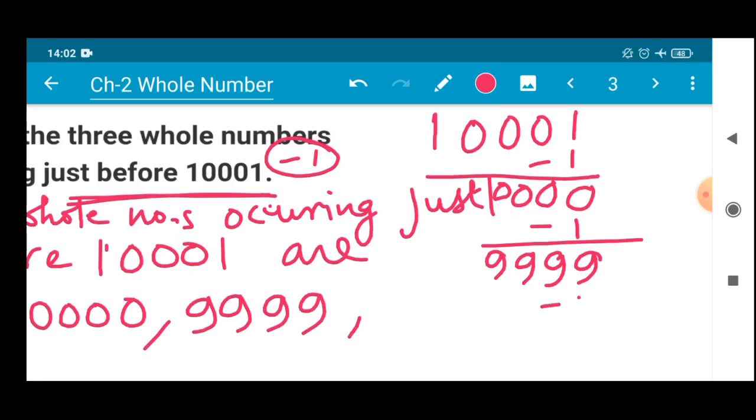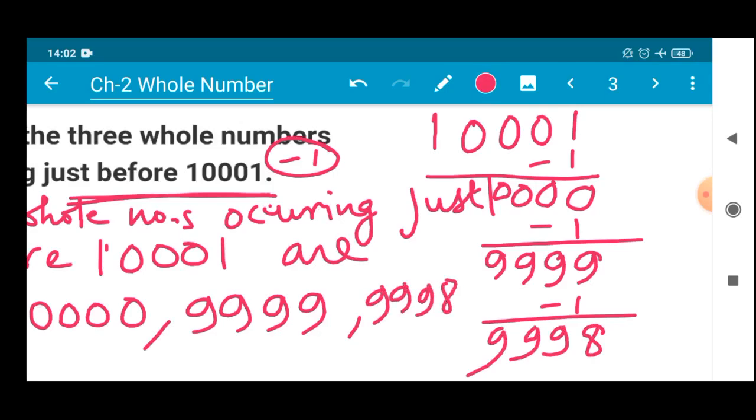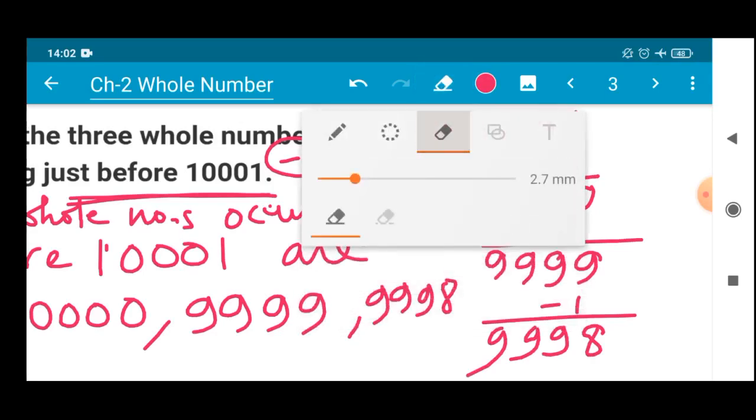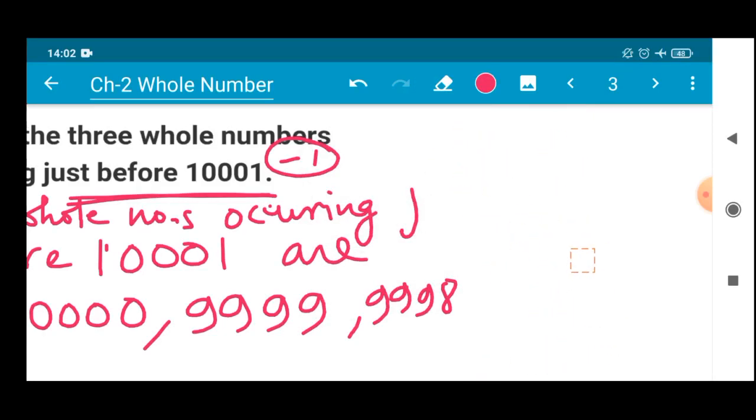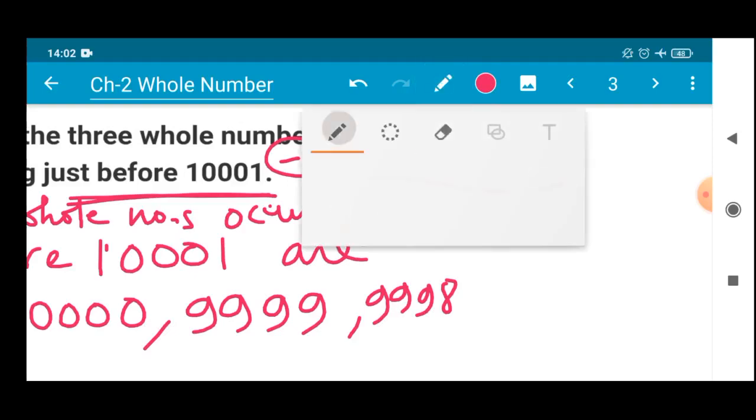So it is 9,999. 9,999, isn't it? So, before 9,999, what comes? It comes 9,998. So these are the three natural, these are the three whole numbers that come just before 10,001, isn't it?